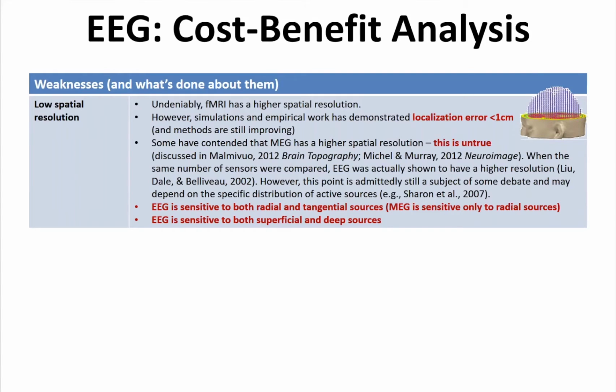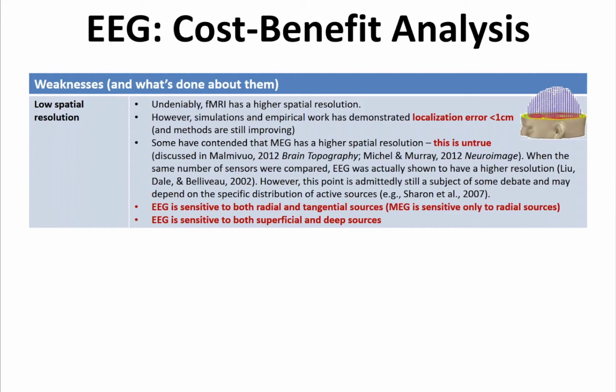The other important thing to remember is that EEG is sensitive to both radial and tangential sources, whereas MEG is sensitive only to radial sources. And EEG is sensitive to both superficial and deep sources. So these are actual strengths of EEG over some other techniques.